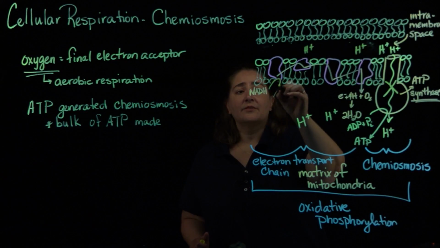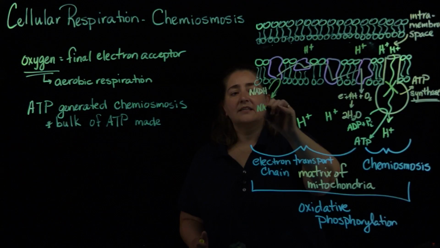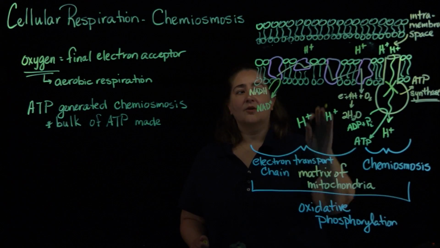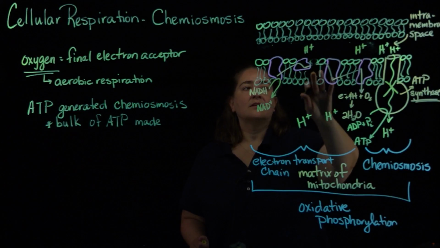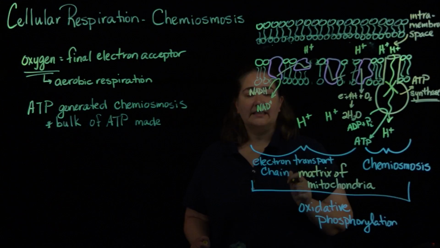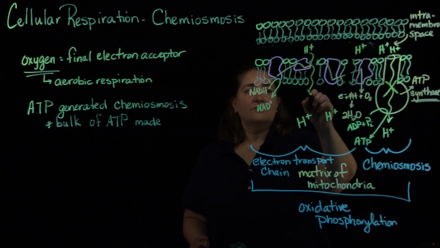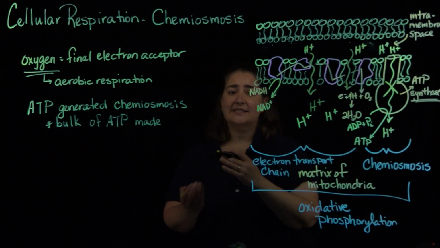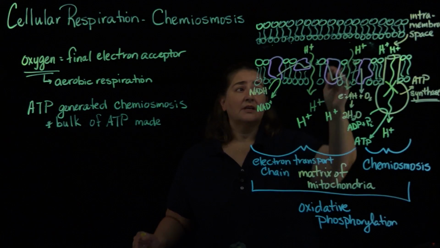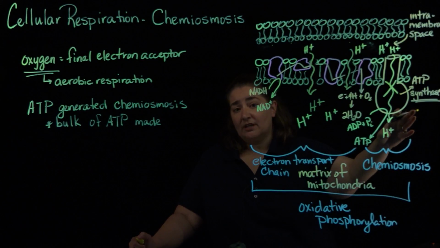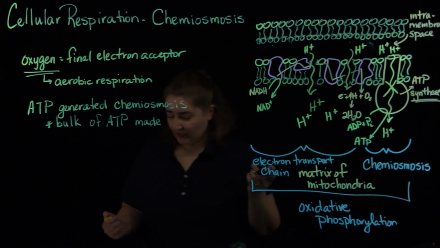Another way we can have things go wrong, maybe we get NAD going in, okay? But our membrane ends up being a little bit leaky, all right? If our membrane is leaky, our hydrogen can come back across, it can reach equilibrium. Again, if we don't have that hydrogen concentration gradient, we don't get chemiosmosis to happen, okay?